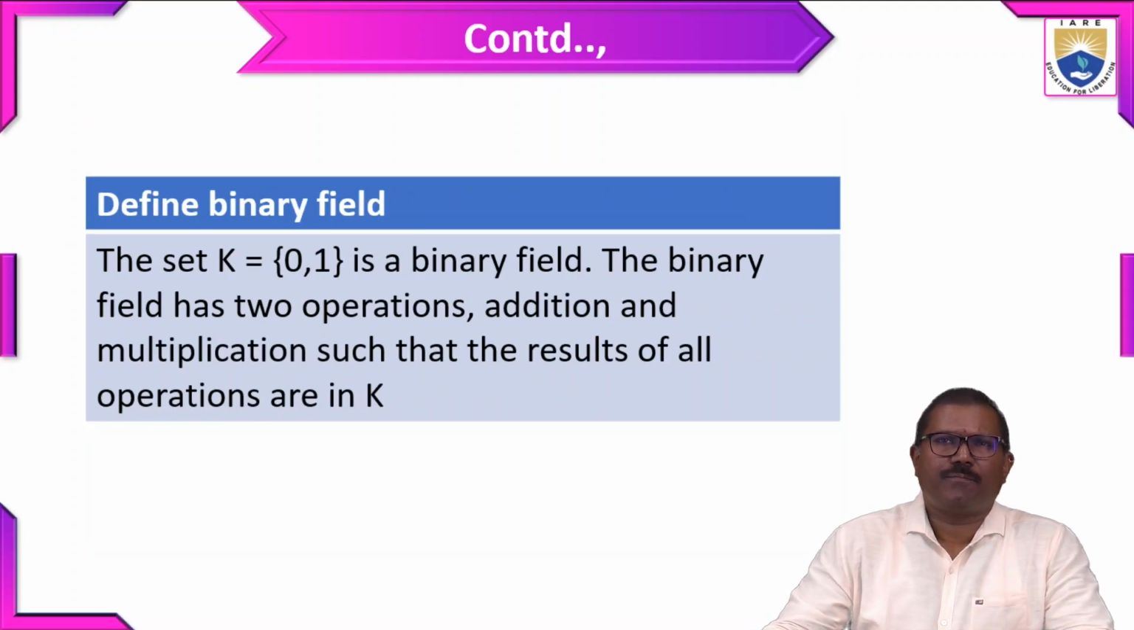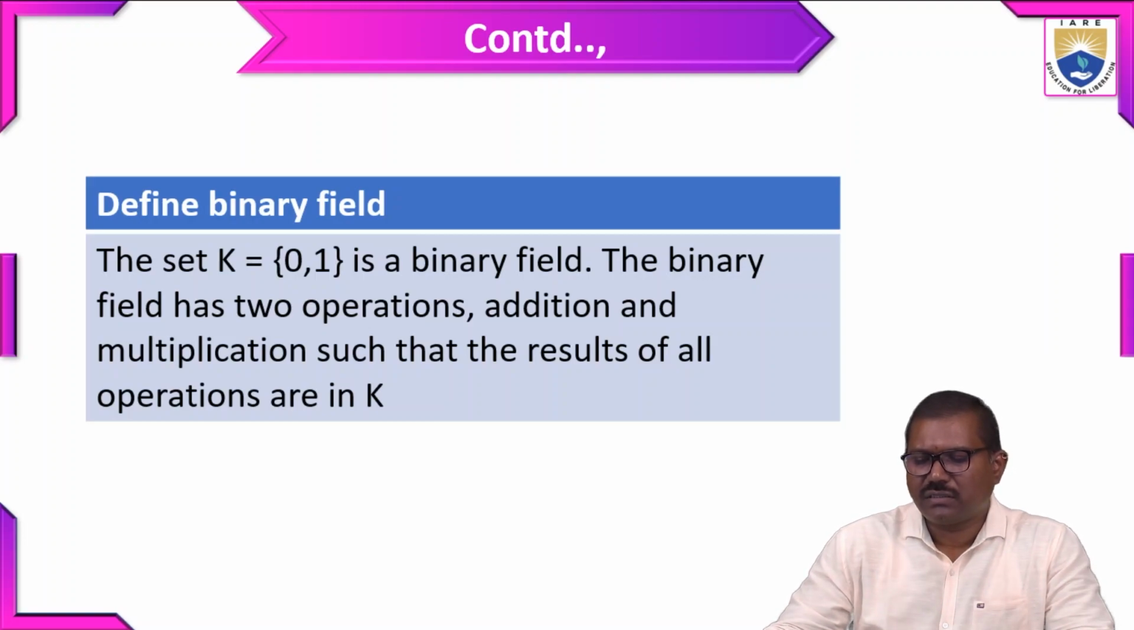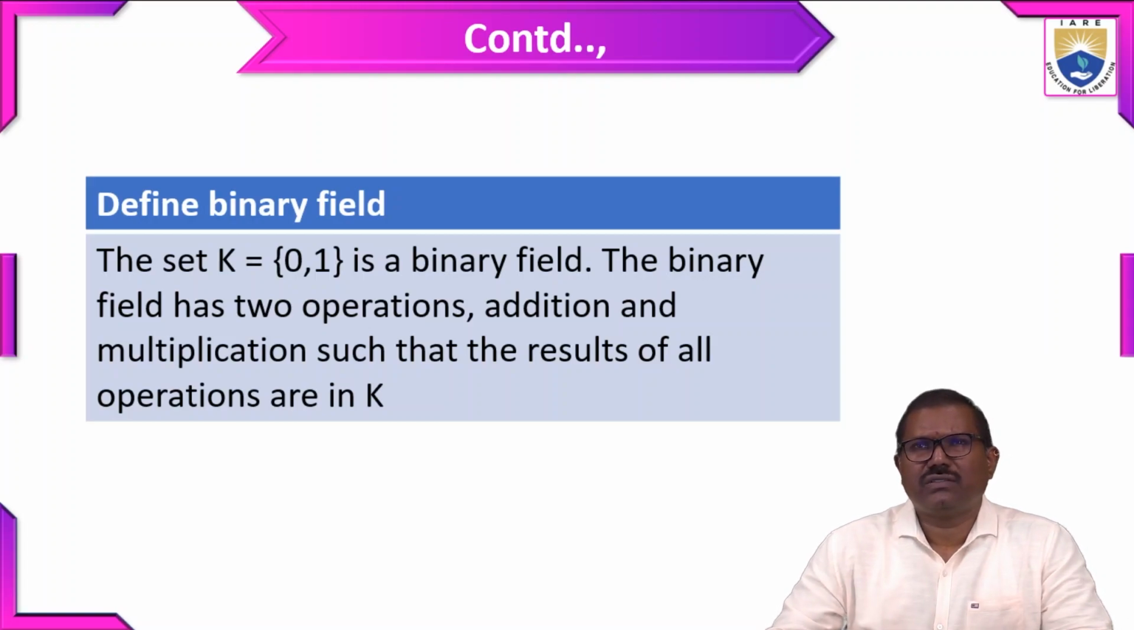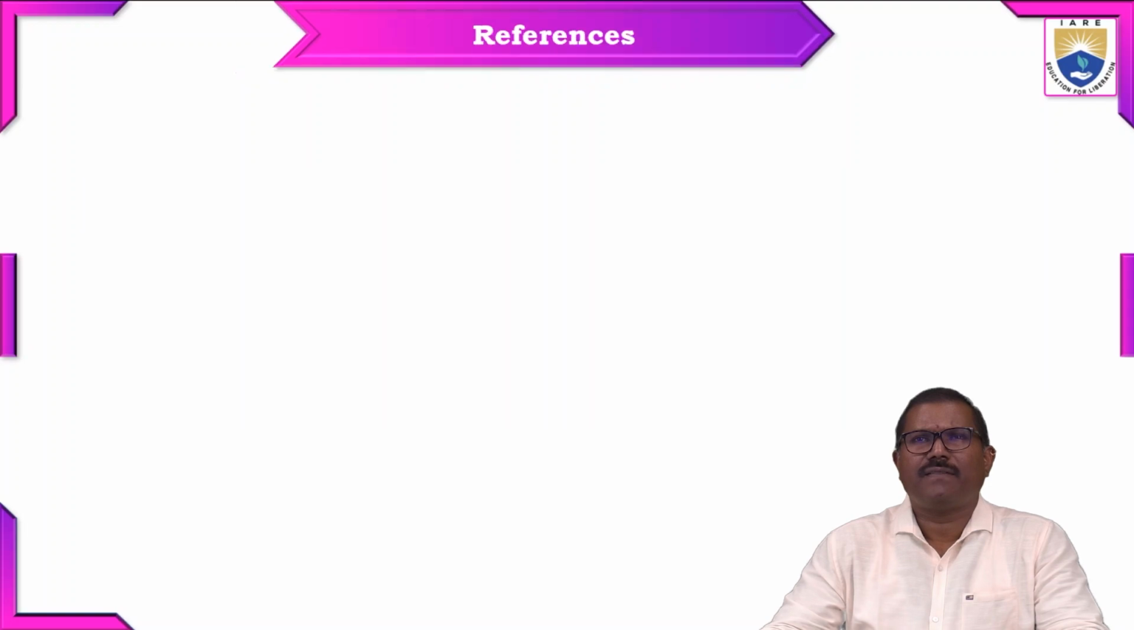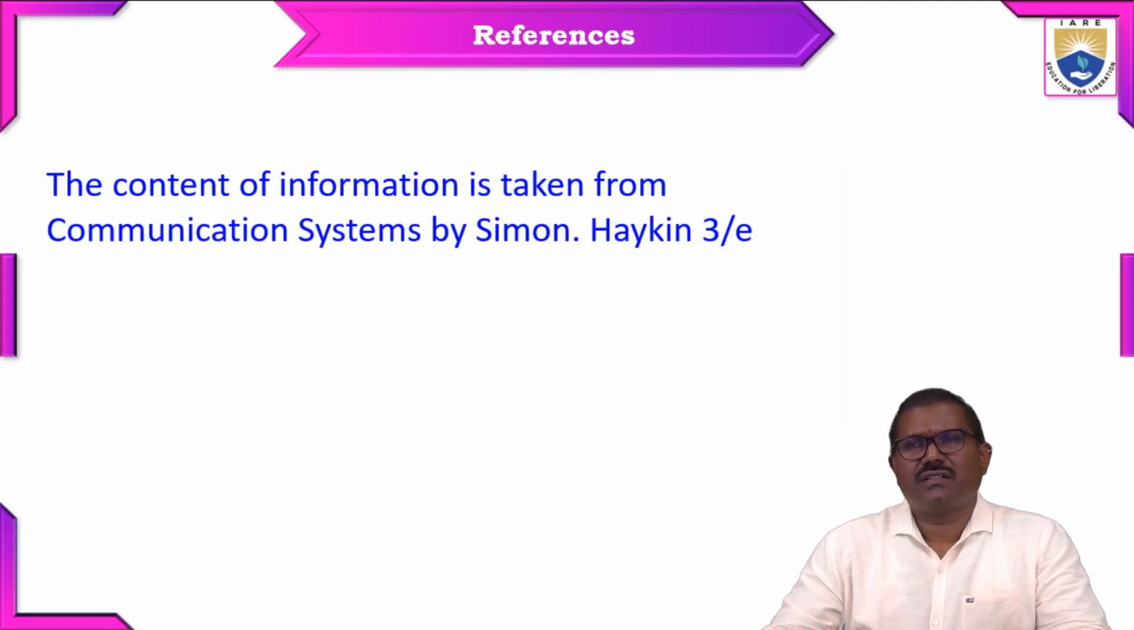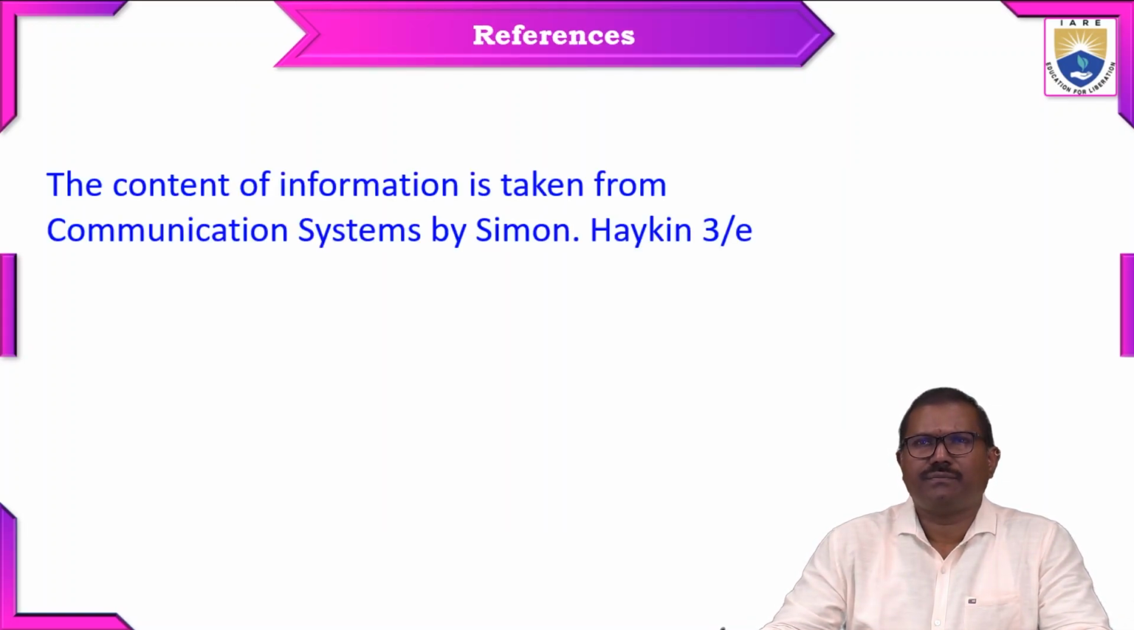Define binary field. The set K equal to 0, 1 is a binary field. The binary field has two operations, addition and multiplication, such that the results of all operations are in K. Okay, so this is binary field. And these are the definitions in this module 5.